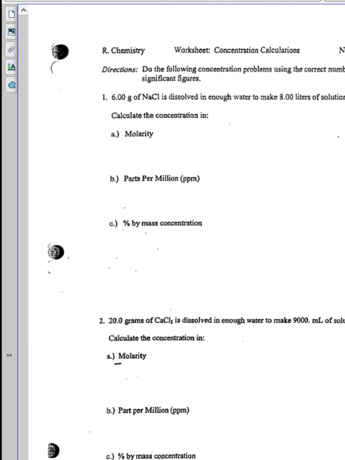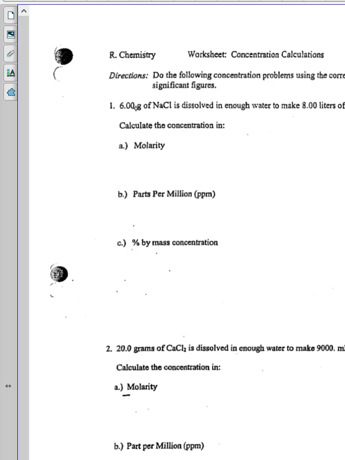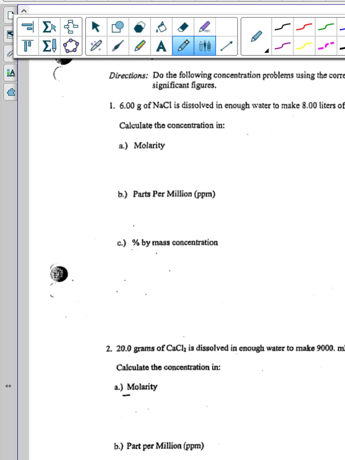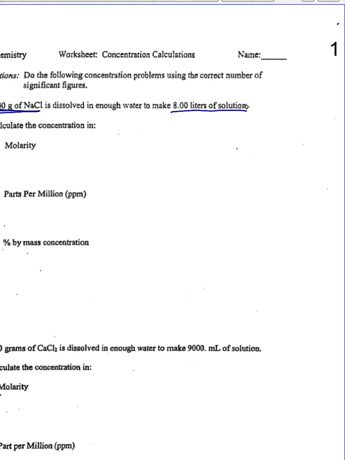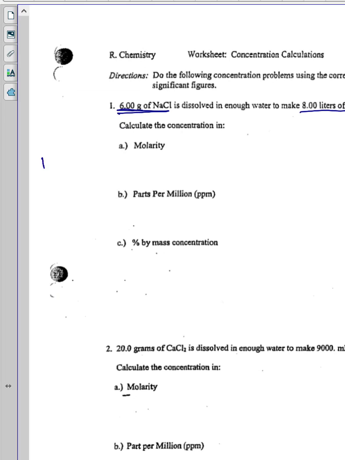So first problem set, we're looking at 6 grams of sodium chloride dissolved in enough water to make 8 liters of solution. Okay, so first thing we're calculating molarity. Molarity is moles over liters. So this one's pretty easy, but we're given our amount in grams. So we have to go from grams to moles.